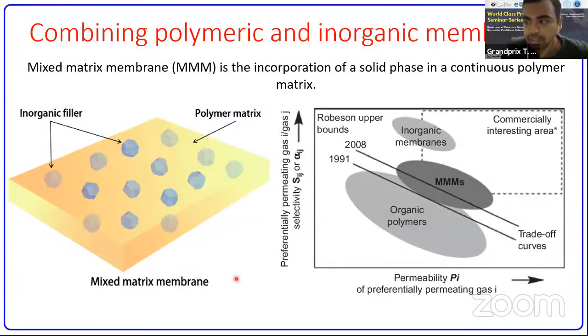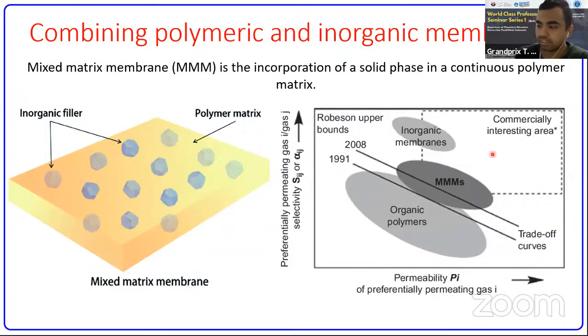So when we combine the polymeric and inorganic membranes, we will obtain a novel material that is called a mixed matrix membrane. So a mixed matrix membrane is the incorporation of a solid phase, which is the inorganic materials, in a continuous layer of polymer. So to put it simply, we just disperse our inorganic fillers within the continuous layers of polymers.